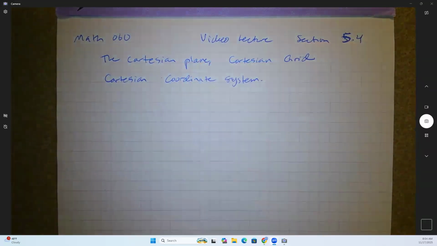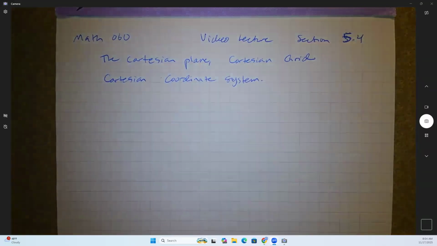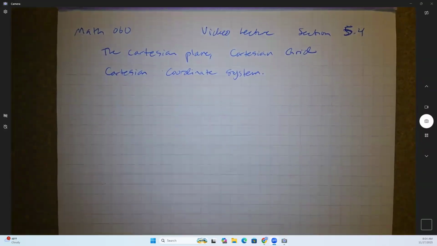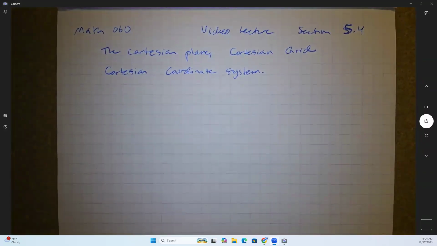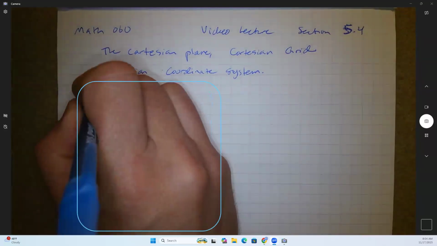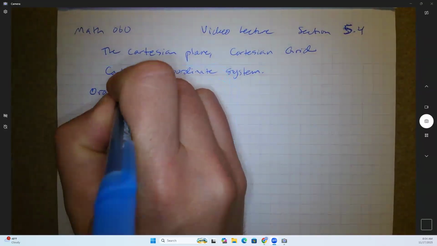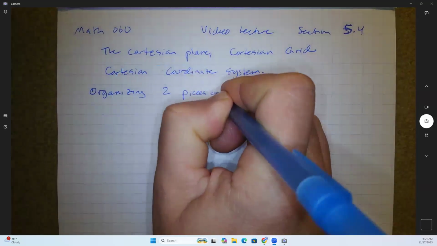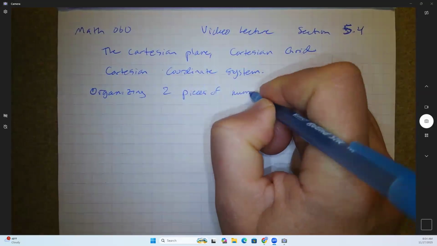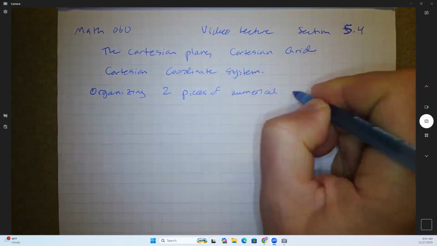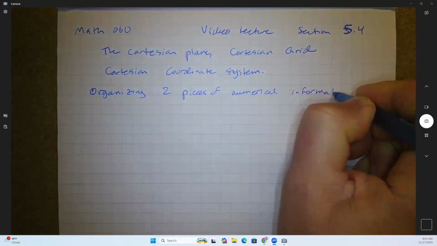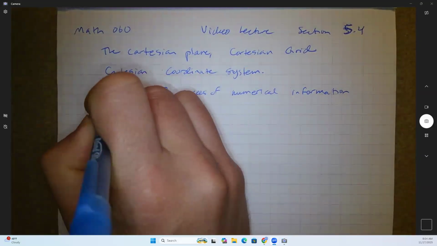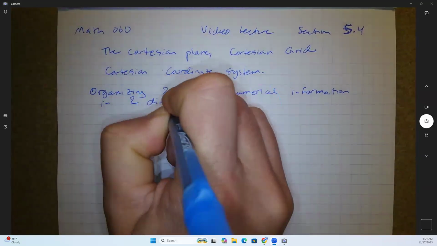Cartesian refers to the mathematician and philosopher Rene Descartes, who said, hey, if I have two pieces of numerical information, I could use a two-dimensional way to organize that information. So, organizing two pieces of numerical information in two dimensions.